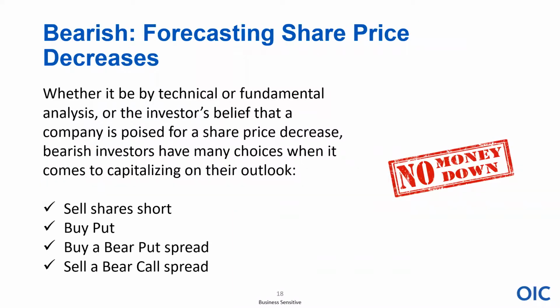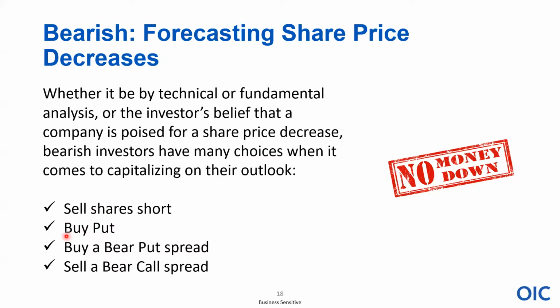I'll spend a little bit less time on this because it's going to look the same, just from a different perspective. Here again, for whatever reason, you expect a share price decrease and you're looking to pick up some short deltas. There's different things you can do. Sell shares short. Well, you know we're not going to do that. Buy a put option. And then you have your two verticals that we looked at earlier.